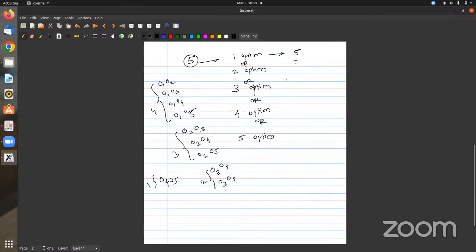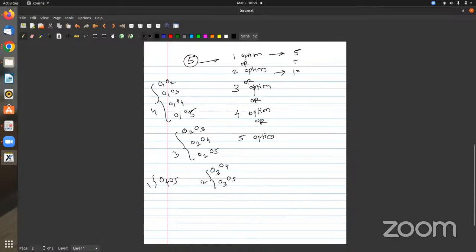So it is a total of 10, not 20, because we are considering O1 O2 the same as O2 O1. If he selects O1 first and then O2, or O2 first and then O1, it doesn't matter. The order does not matter here, and hence there are 10 options. If order mattered, then 20 would be the correct answer.